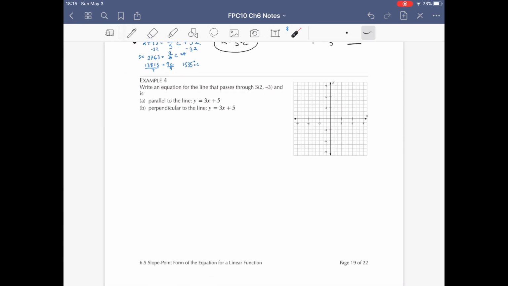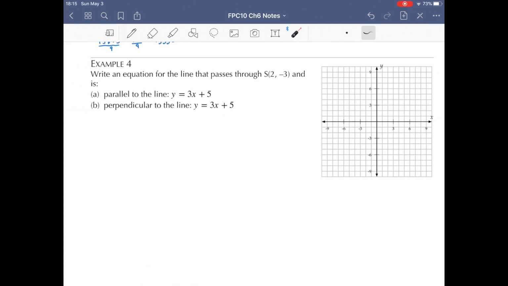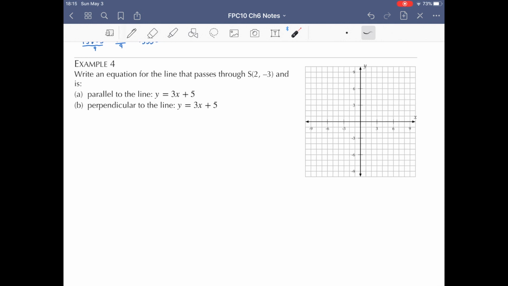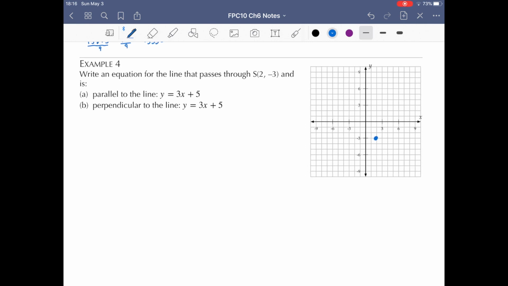All right, example number 4. Write an equation for the line that passes through 2, -3 and is parallel to this line and is perpendicular to this line. Okay, so what we know here is we want an equation for a line that goes through 2 and -3. We're going to have 2 lines. One that is parallel to this line, we're going to do that one in blue, and one that is perpendicular to this line.